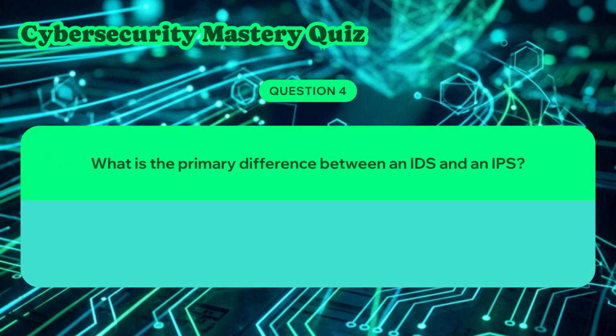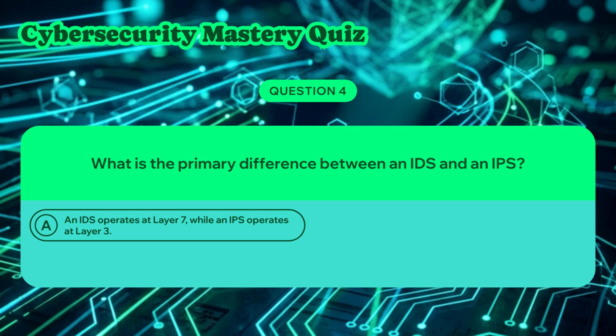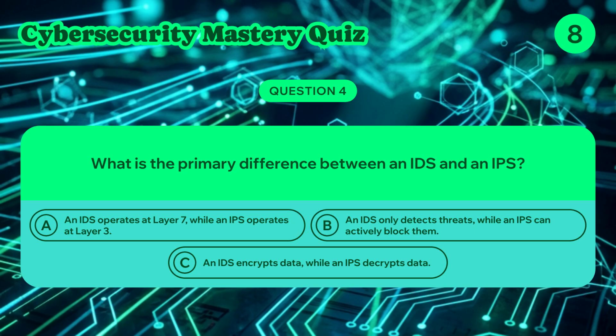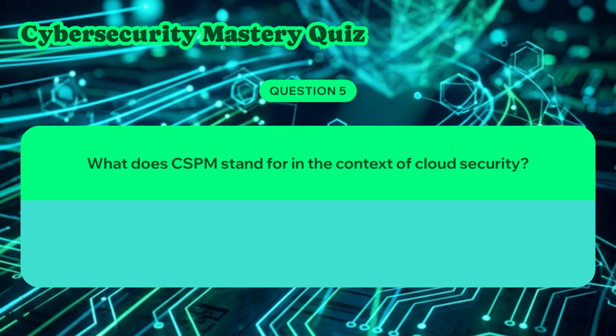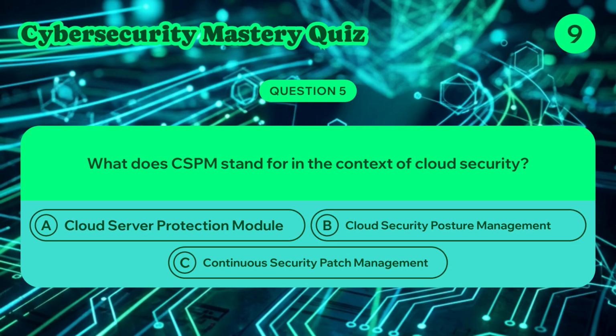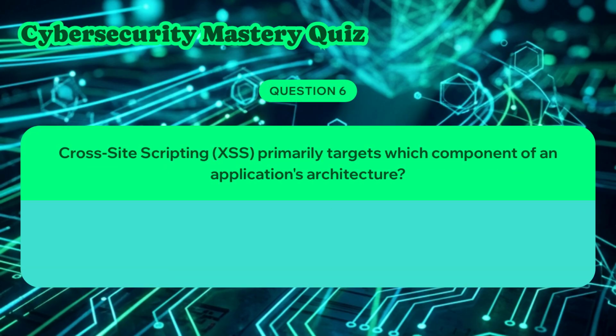What is the primary difference between an IDS and an IPS? What does CSPM stand for in the context of cloud security? Cross-site scripting, XSS, primarily targets which component of an application's architecture?